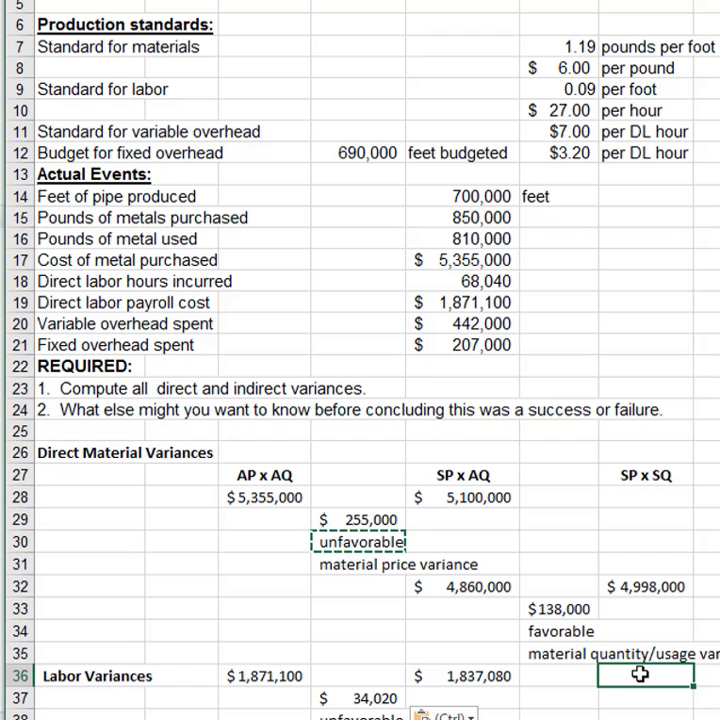All right, and then how much labor should we have used given how many feet we produced? We should have used that much labor, 0.09 hours, at $27 per hour. And so then the absolute value of the difference is our variance, and it is also unfavorable because the actual hours are higher than the standard hours.